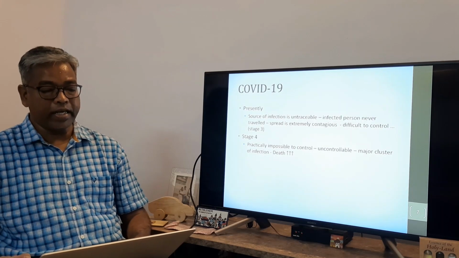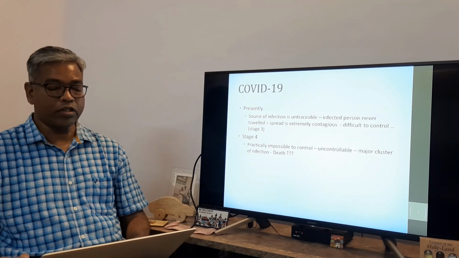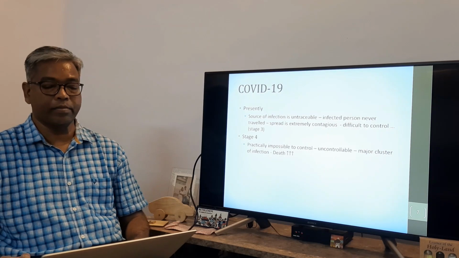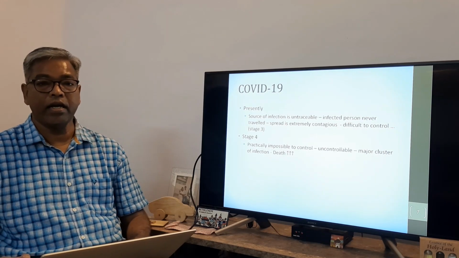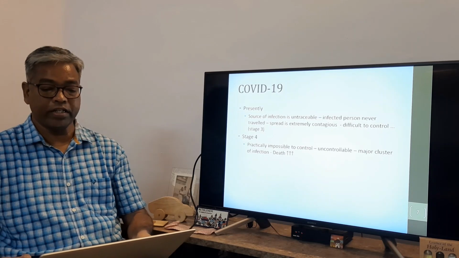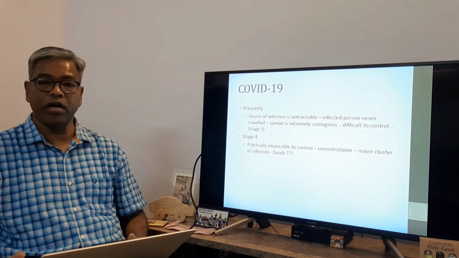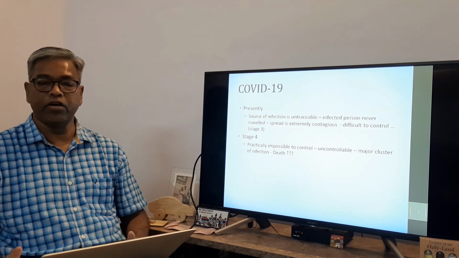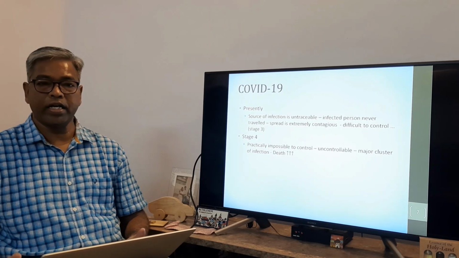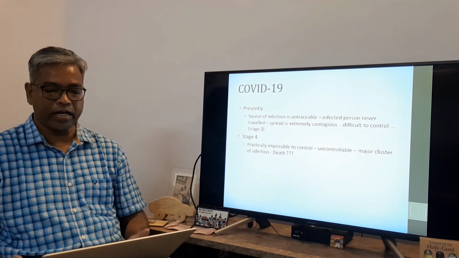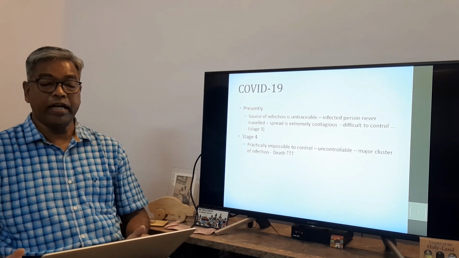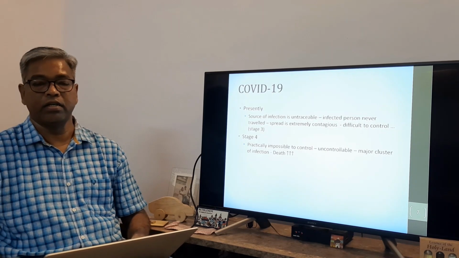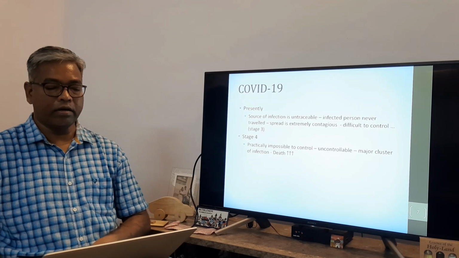And presently, if you see how the transmission is happening, it is community transmission, and the source of infection is untraceable. You cannot trace where somebody got this COVID-19 infection, because people are moving around and they come across so many people, who are apparently good looking, without any disease. So marketplaces, families, and so on. The infected person actually never traveled, if you see. And of course, we also know nobody has been traveling for the last 6-8 months.